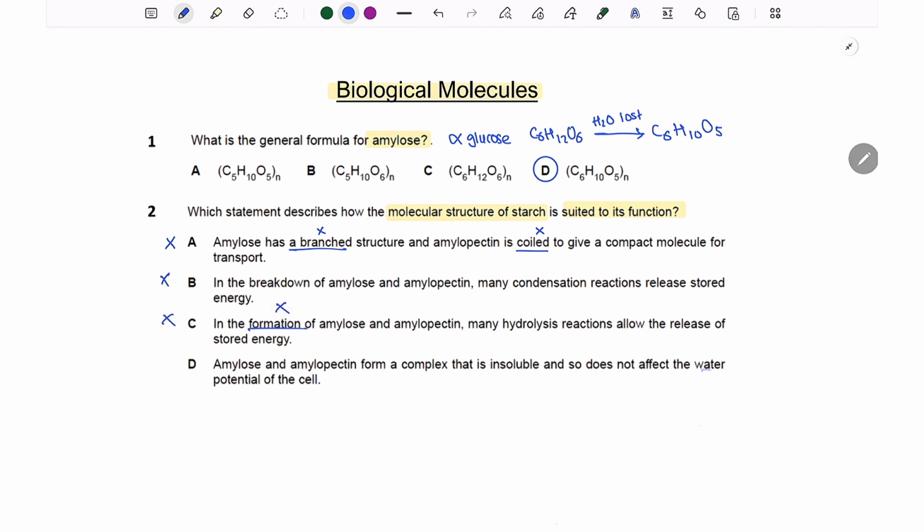And then D is our answer. Let's see what it says. Amylose and amylopectin forms a complex that is insoluble and so does not affect the water potential of the cell. So that's relating to how it's suitable for its function. What's that function? Its function is storage.